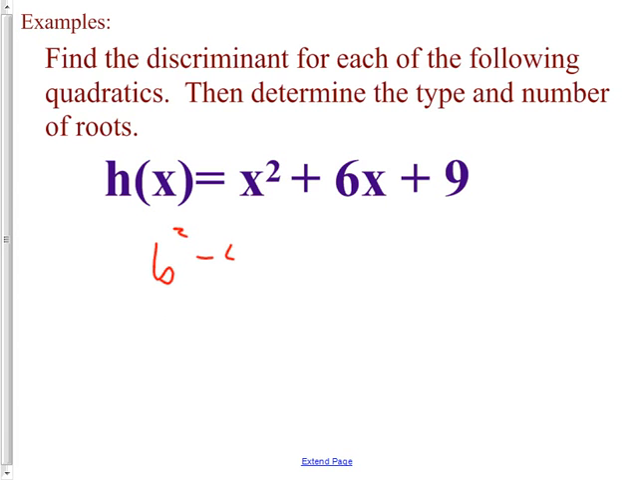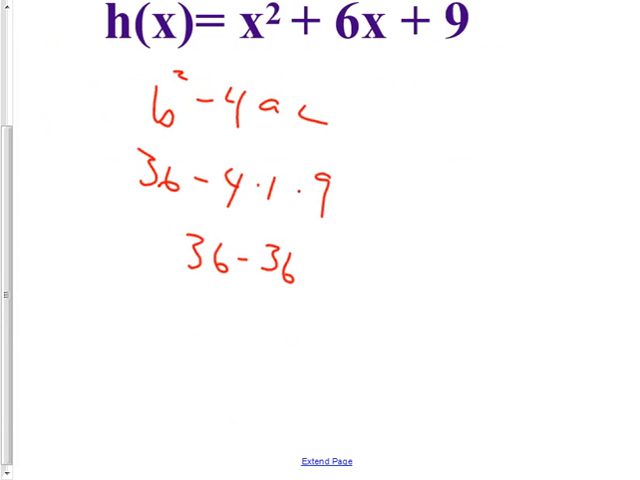So on b squared minus 4ac, you should have done 36 minus 4 times 1 times 9. And that's 36 minus 36. And what's that? 0. So the discriminant is 0. And how many solutions will it have? 1. Because when you put that in the quadratic formula, you'll have a plus 0 and a minus 0. And that means you'll only have that 1 answer.